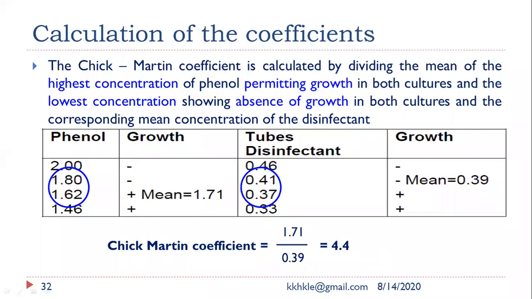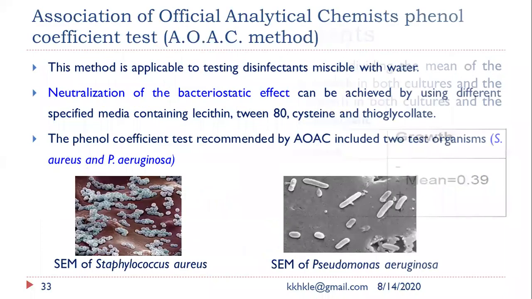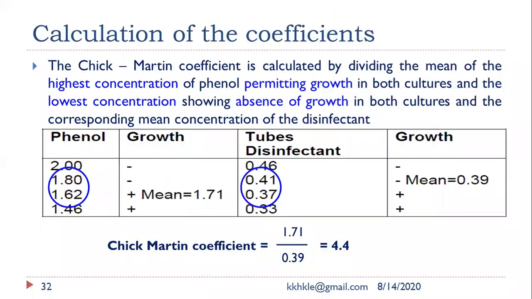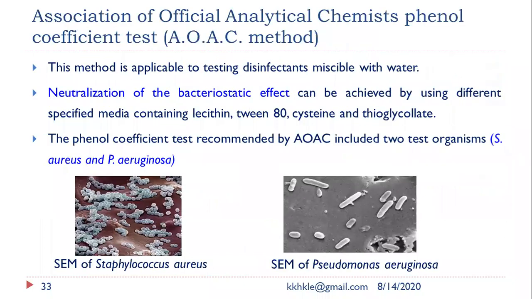So this method also has certain disadvantages. We'll discuss that at a later stage. Now let's see the next method. One more method, which is most commonly used in recent days, is called the AOAC method. AOAC stands for Association of Official Analytical Chemists phenol coefficient test. This AOAC method is once again a phenol coefficient test method, but here there are slight differences in the procedure.